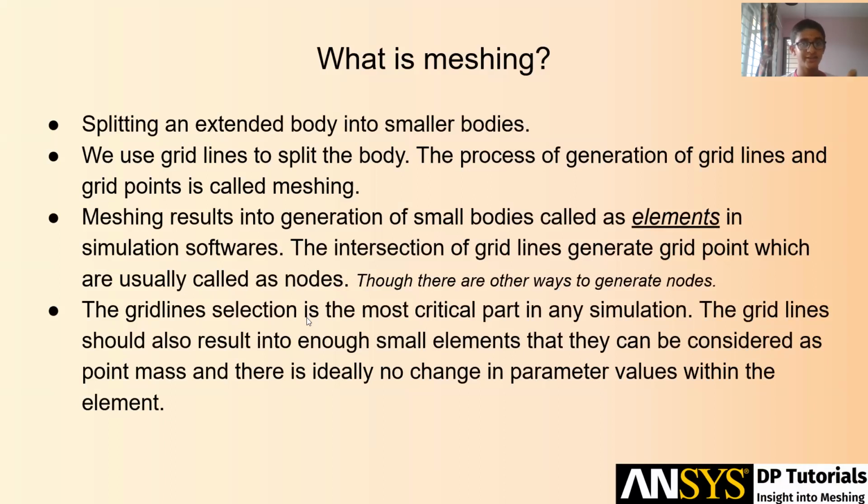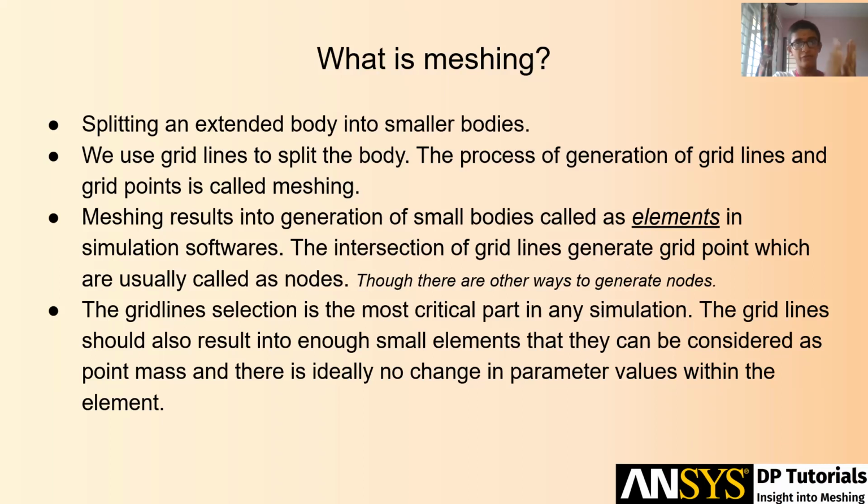The grid line selection is the most important or most critical part in any simulation. The grid lines should result in elements small enough that they can be considered as point mass, and there is ideally no change in the value of the input parameter within that element. In that element there are also an infinite number of points, but we have made the element in such a way that the input parameter values and, assumingly, the output variable values do not change drastically, or the gradient of those values is small inside the element.